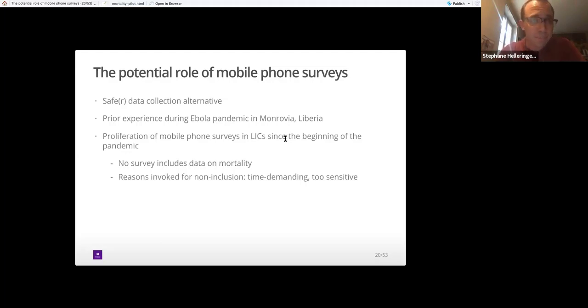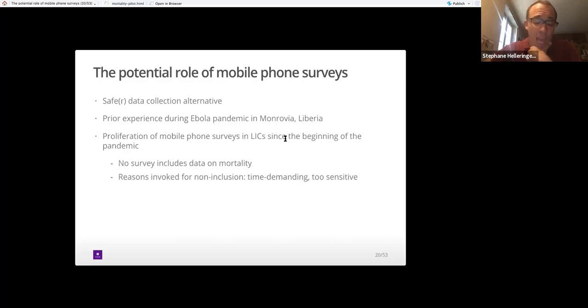There's even the possibility now that interviewers can work and be trained from home, so they don't even need to work in a call center where transmission of the virus might be happening. So it's a data alternative that has been done before. For example, during the Ebola epidemic in Monrovia, in Liberia, there's an example of such a survey to try and measure excess mortality.